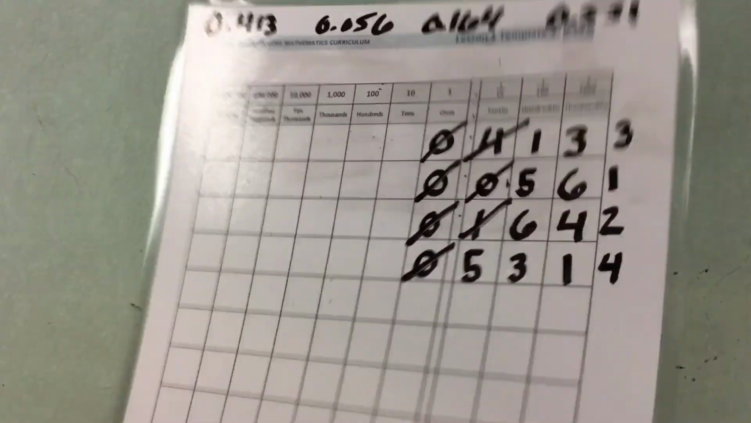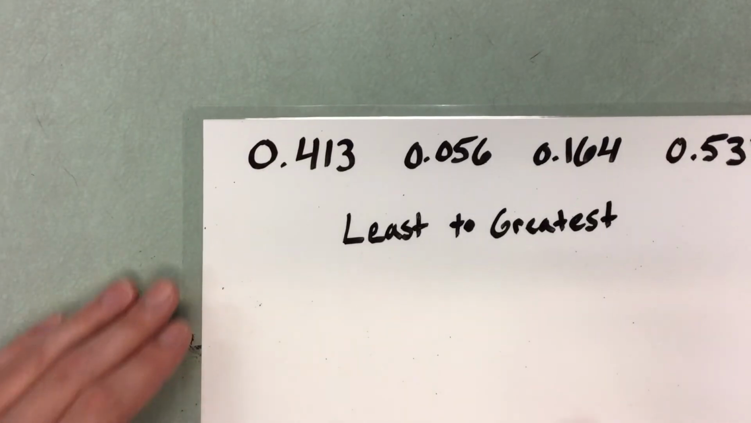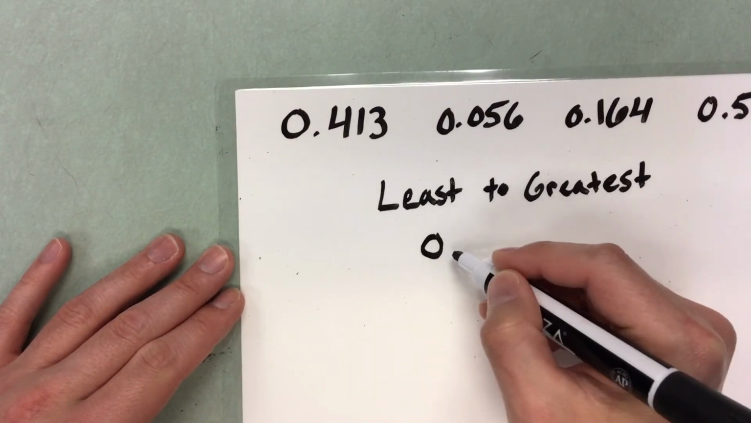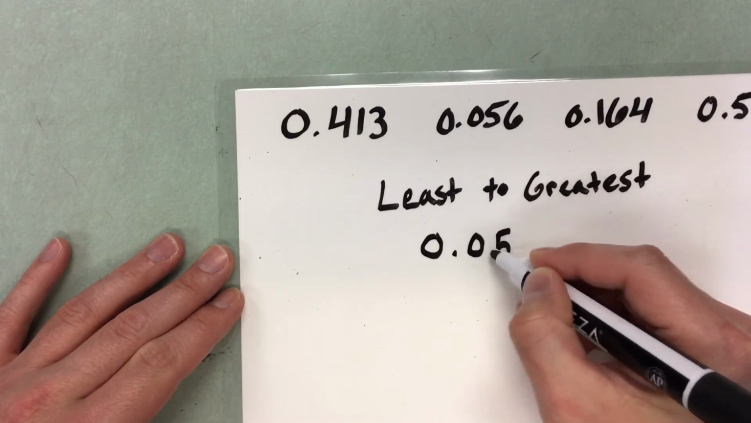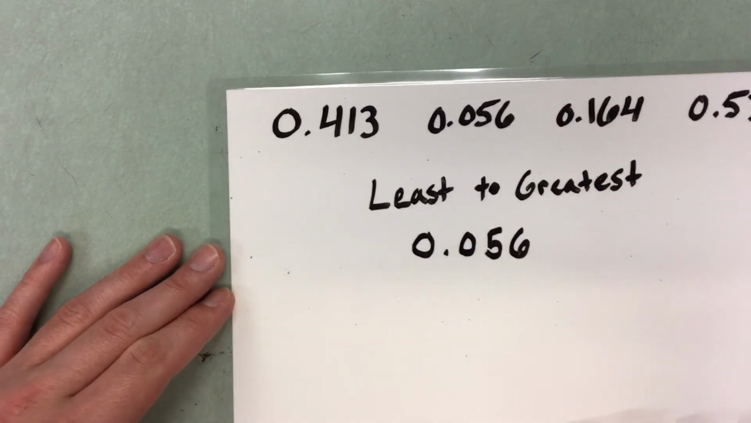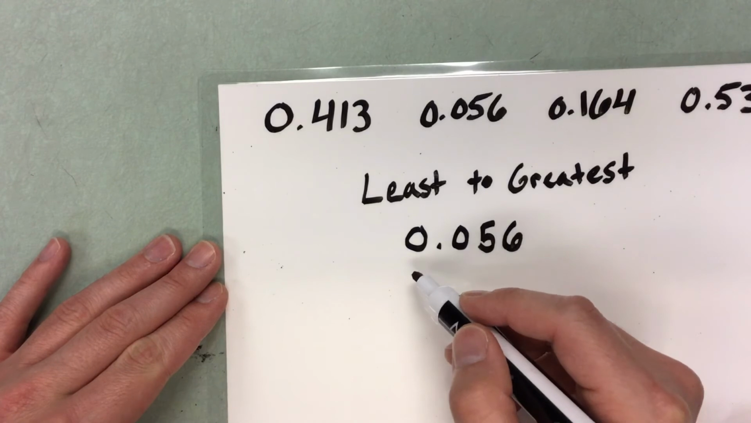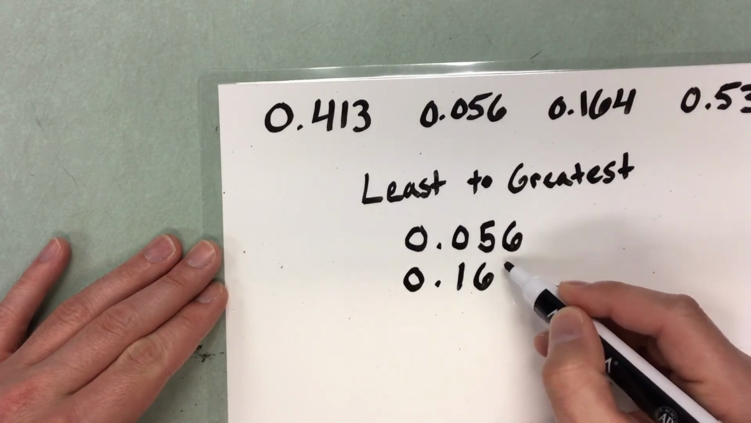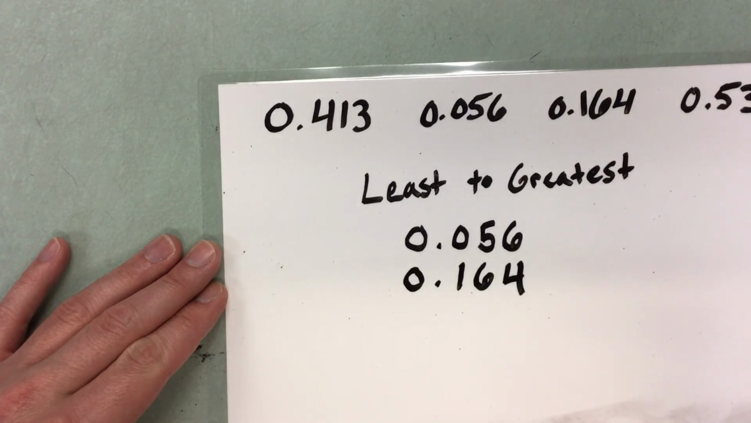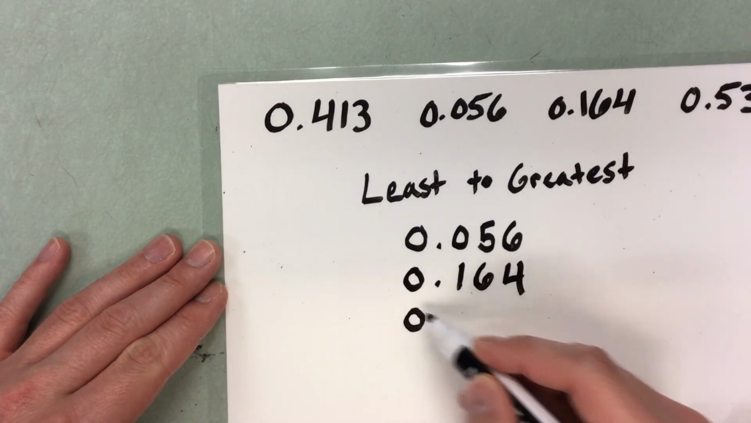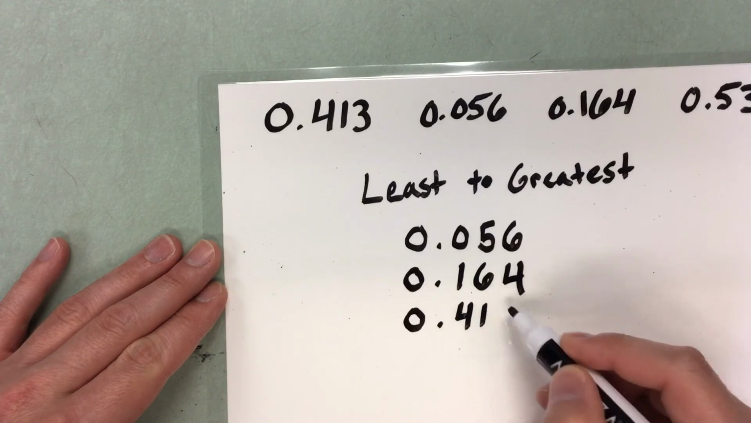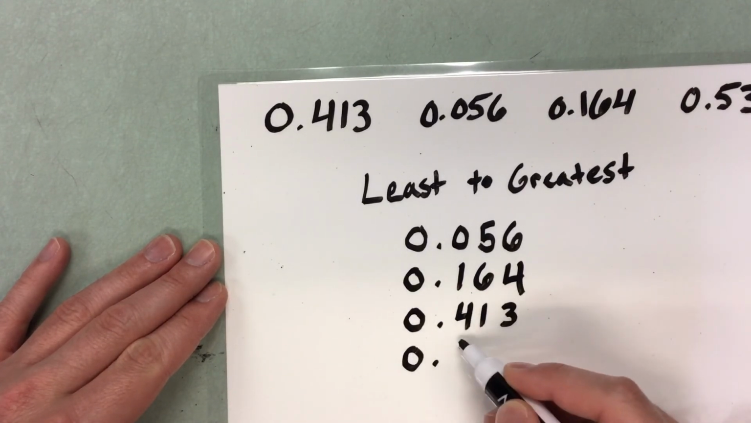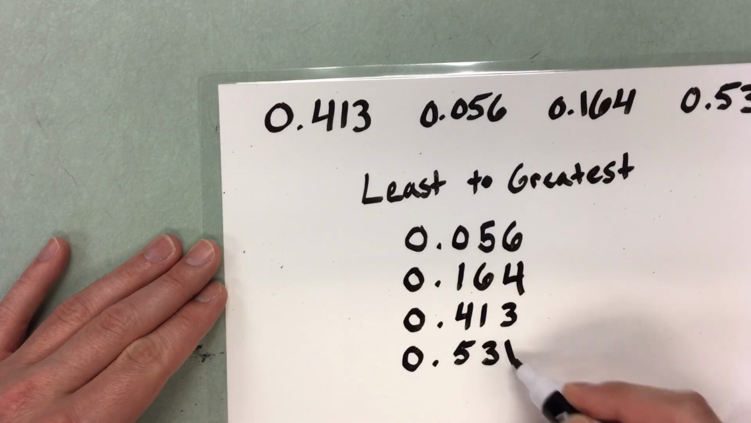So I'm going to write those decimals from least to greatest. So starting with my least would be 56 thousandths. Moving to my second smallest number would be 164 thousandths. My third smallest would be 413 thousandths. And my greatest number would be 531 thousandths.